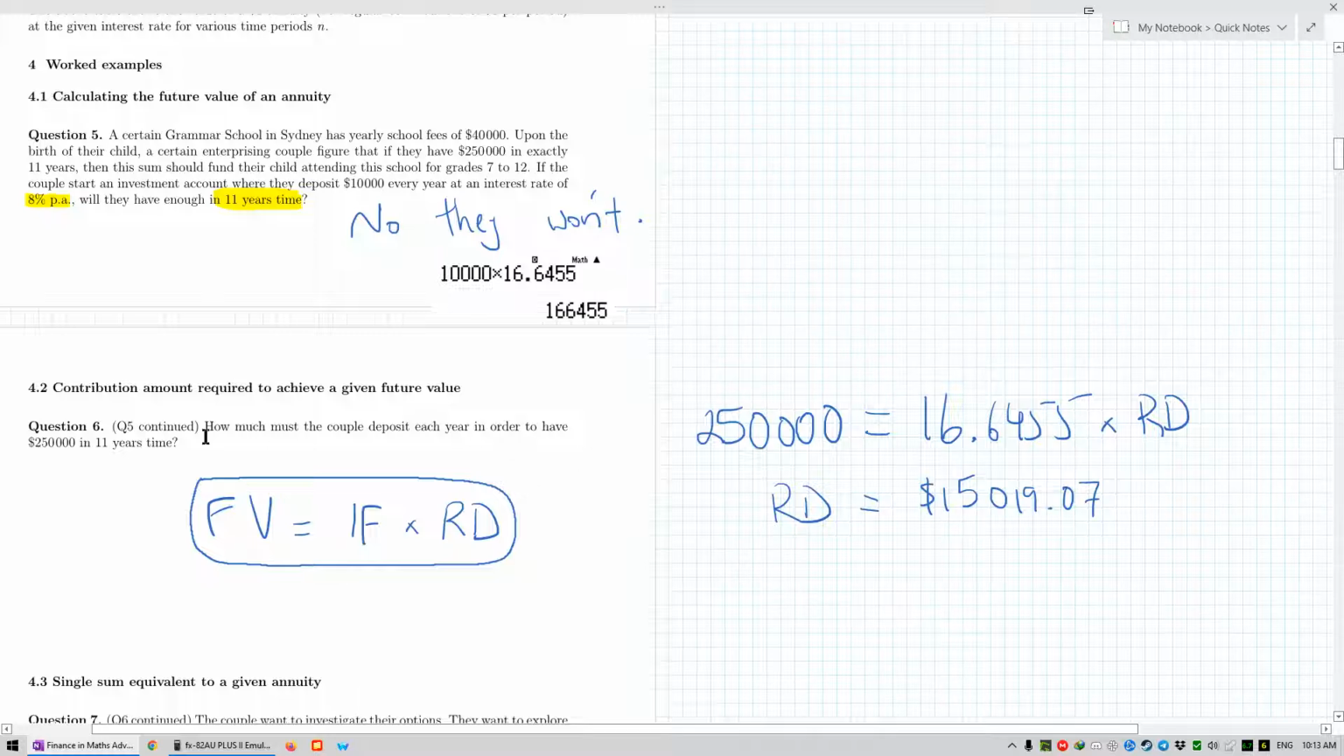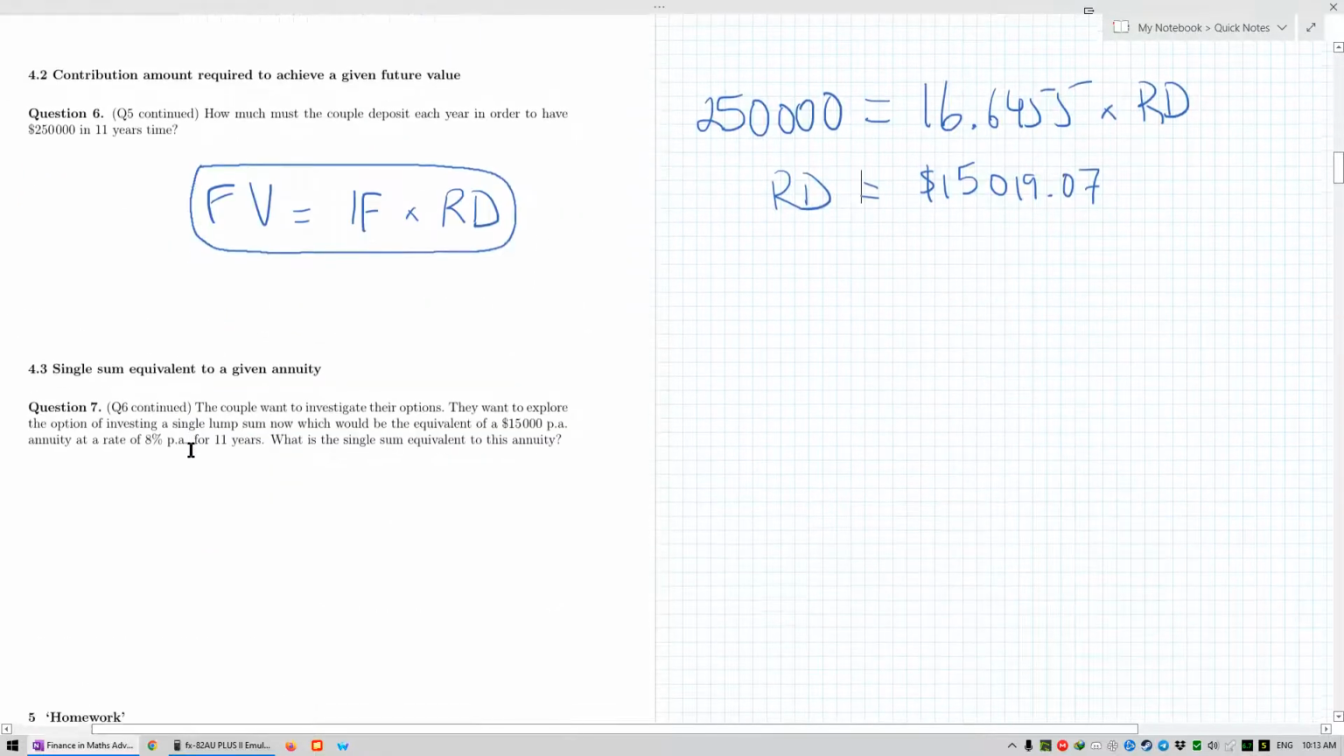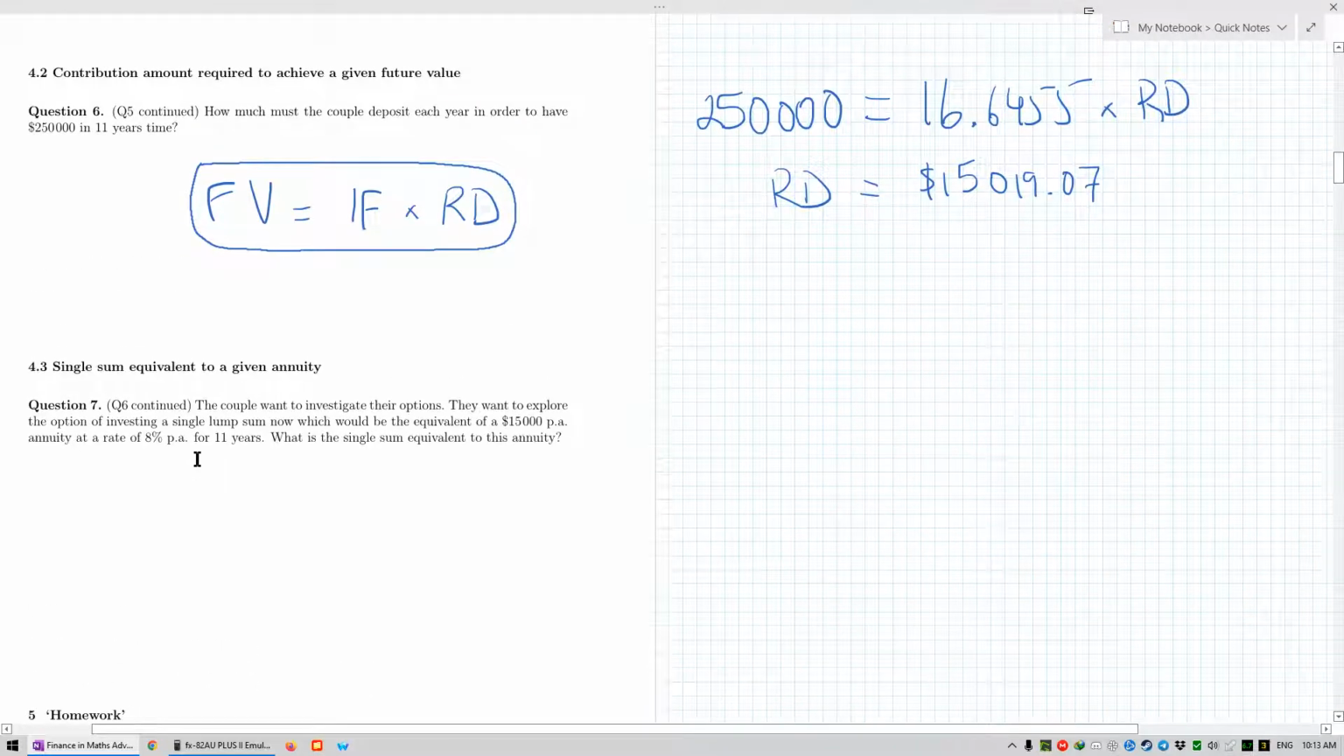$15,019 roughly, in order to have $250,000 in 11 years' time. Done. Now we get to the interesting question. The couple want to investigate their options. So instead of an annuity, maybe they're thinking of depositing one single sum. They want to explore the option of investing a single lump sum, which would be the equivalent of a $15,000 per annum annuity at a rate of 8% per annum for 11 years.